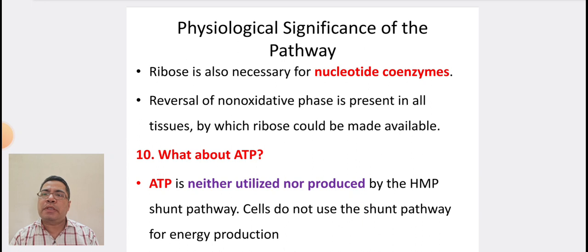Ribose is also necessary for nucleotides and coenzymes. Reversal of the non-oxidative phase is present in all tissues, by which ribose could be made available. The next point is about ATP. ATP is neither utilized nor produced by the HMP shunt pathway. Cells do not use the shunt pathway for energy production.